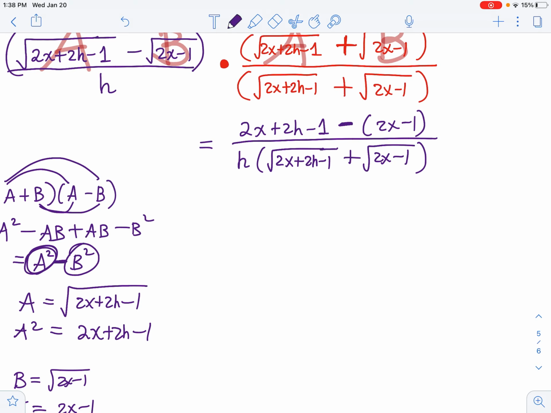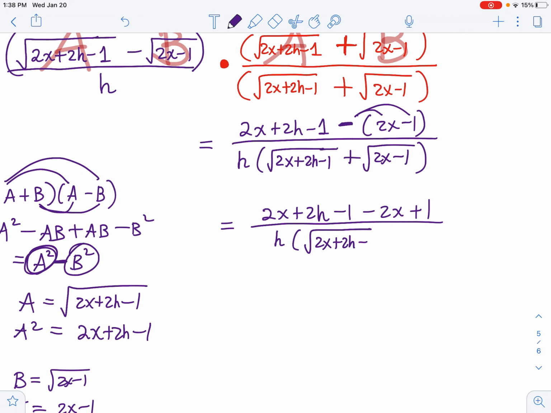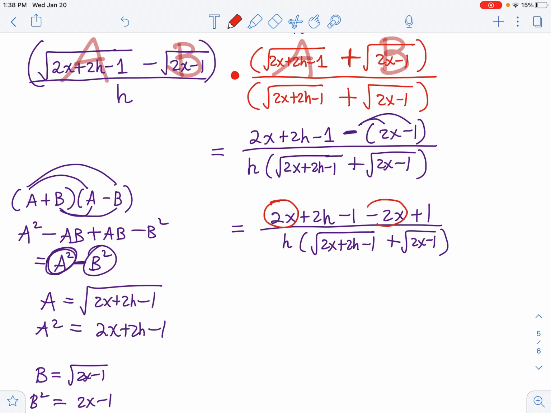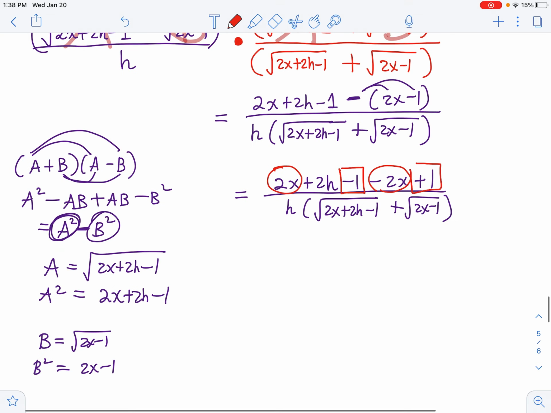Okay, we should be able to simplify the numerator a little further. 2x plus 2h minus 1. If I distribute the negative sign, I will get minus 2x plus 1, all over h times the quantity square root of 2x plus 2h minus 1 plus square root of 2x minus 1. And you're like, where are we going with this? Oh, you'll see, don't worry. The 2x will cancel out, right? Positive 2x and negative 2x. What else cancels out? The negative 1 and the positive 1 cancel out. The only thing that's left is 2h.